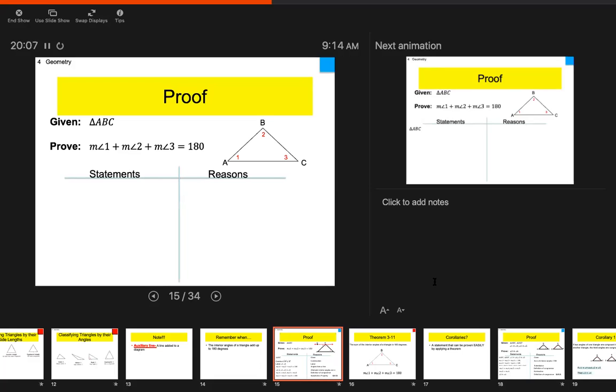So it says, I'm going to try to prove that 1 plus 2 plus 3 is 180. Well, we've got a given. Hey, guess what our given says? Basically nothing. There's just a triangle. It doesn't tell us anything is congruent, anything's equal, anything adds up to 180. It just says, you got a triangle. All right? Nothing good there. That's the given. It seems like an impossible task because I can't tell anything.